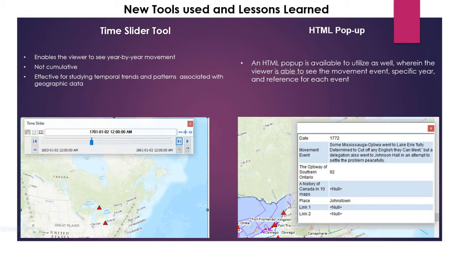Each of these layers display a cumulative effect of all movement events and establish places where the Ojibwa were located during the specified time. An HTML pop-up is available to utilize as well, wherein the viewer can see the movement event, specific year, and reference for each event. And the HTML pop-ups how-to guide.